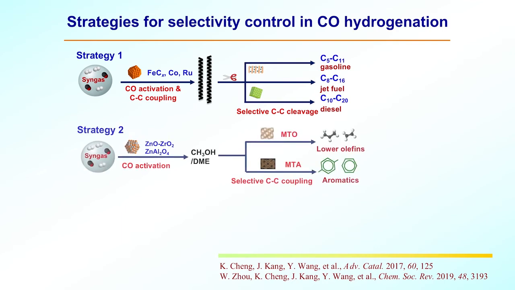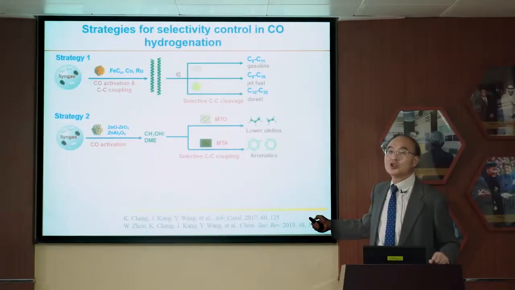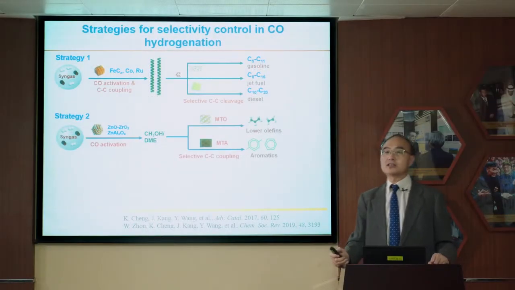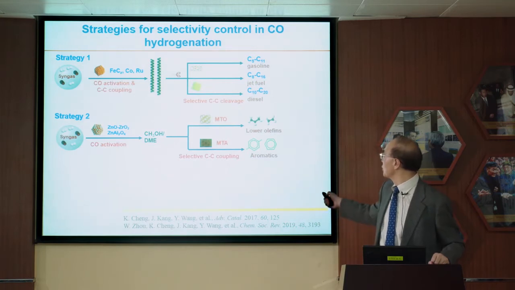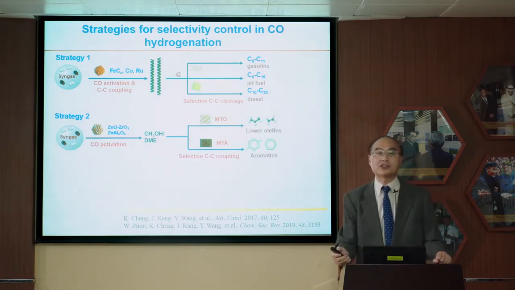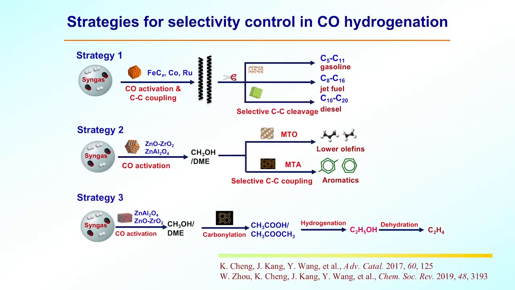So the second strategy is to integrate methanol or dimethyl ether (DME) synthesis catalyst with a zeolite catalyst for the selective C-C coupling to construct bifunctional catalyst for the direct conversion of syngas to lower olefins and aromatics. So the third strategy is to combine methanol/DME synthesis and methanol or DME carbonylation to C2+ oxygenates with precisely controlled C-C coupling step.